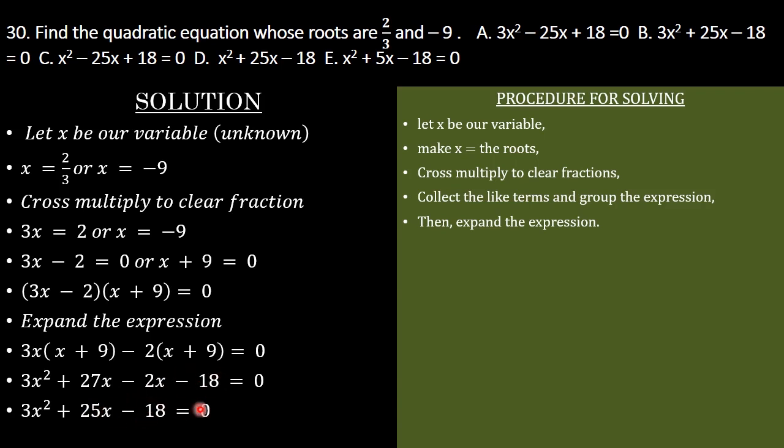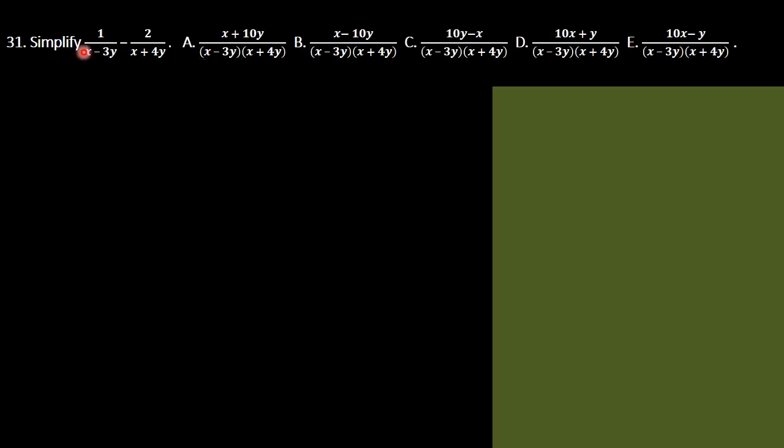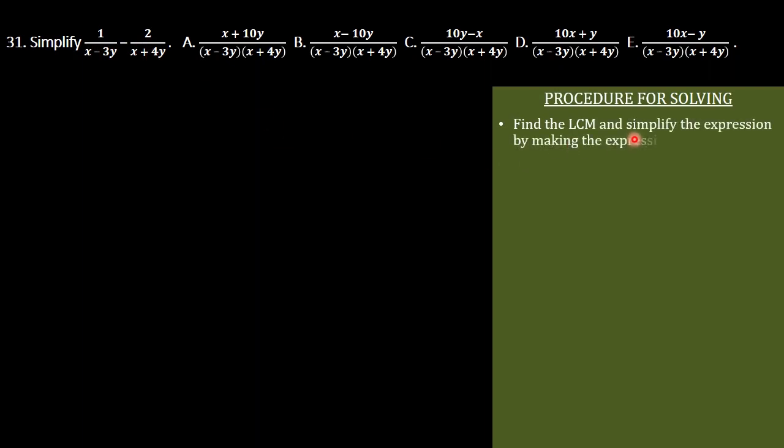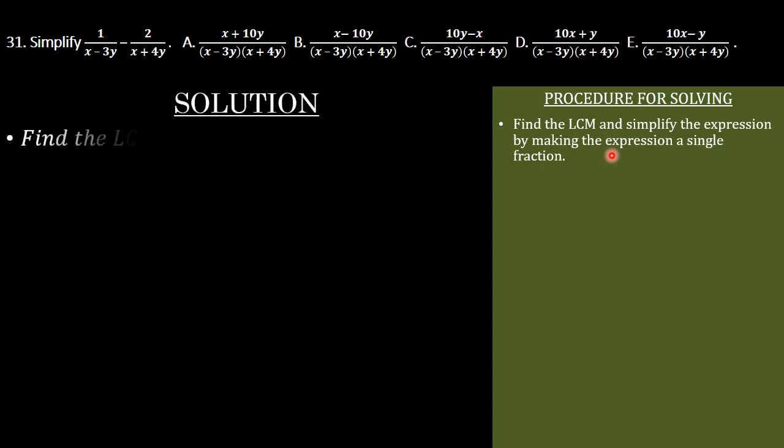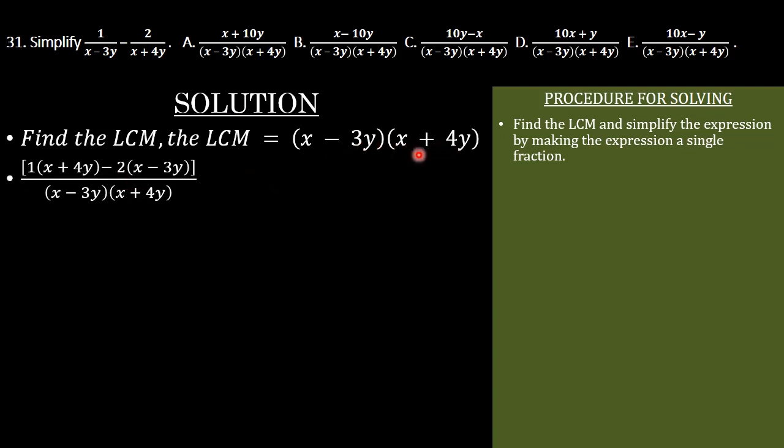Question 31. Simplify 1 over x minus 3y minus 2 over x plus 4y. Let's check the procedure for solving this. Find the LCM and simplify the expression by making the expression a single fraction. Let's check the solution. The LCM of the denominator is x minus 3y and x plus 4y. For us to make this expression a single fraction, we are going to say LCM divided by the denominator of this term. We have x plus 4y, and x plus 4y multiplied by 1.